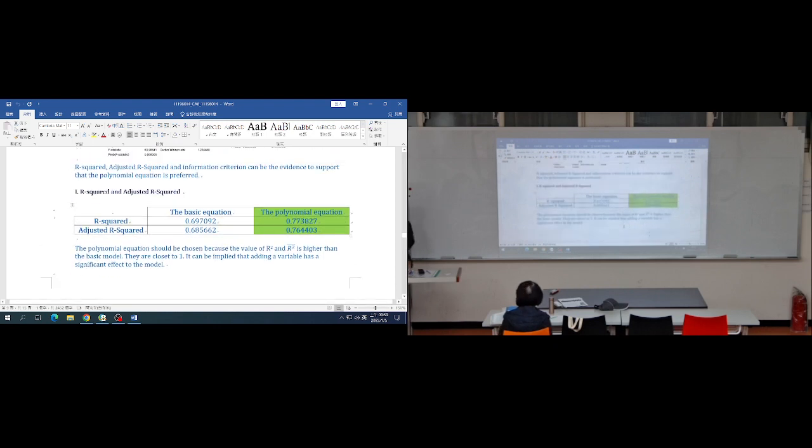But I would like to ask you, is a value of R square and adjusted R square close to 1 good, right? What do you mean by close to 1? Do you think 0.76 is close to 1?